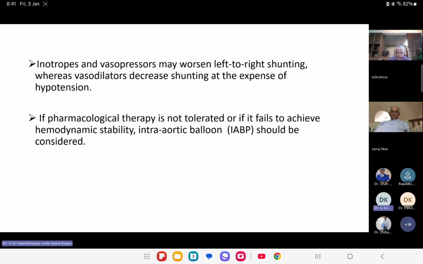Inotropes and vasopressors may worsen left to right shunting, whereas vasodilators decrease shunting at the expense of hypotension. If pharmacological therapy is not tolerated or if it fails to achieve hemodynamic stability, intra-aortic balloon pump should be considered.